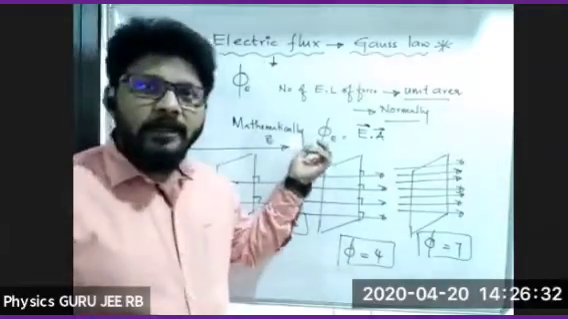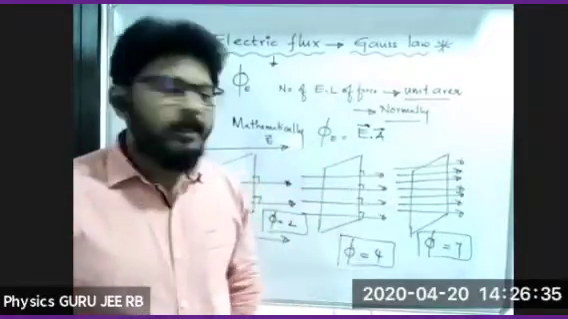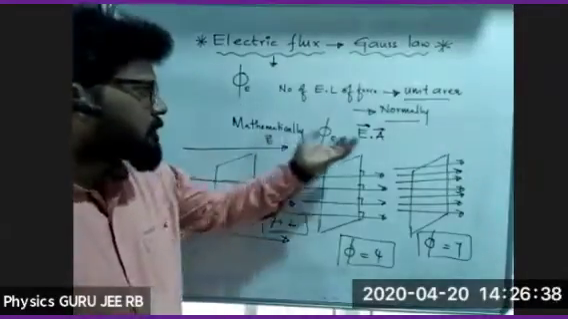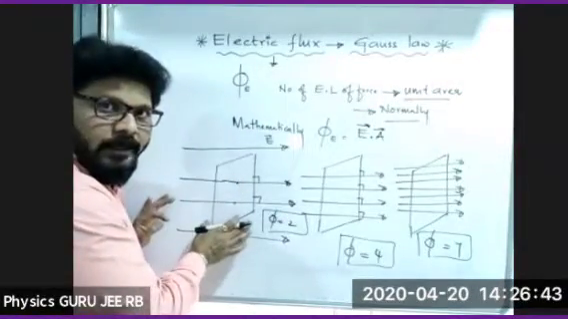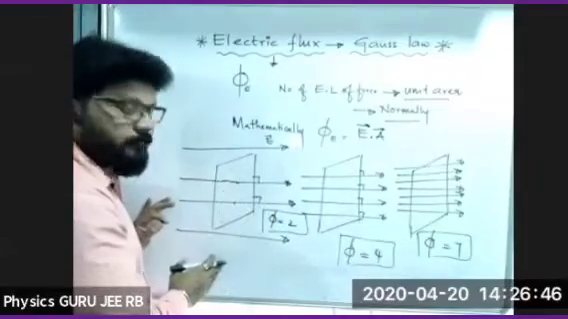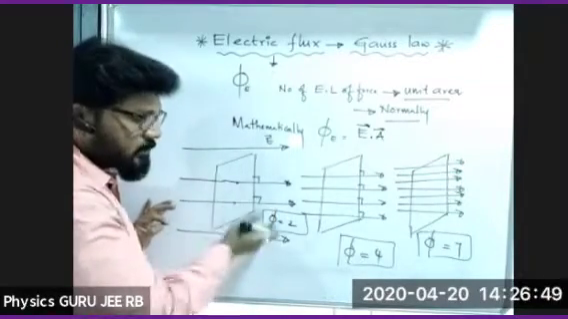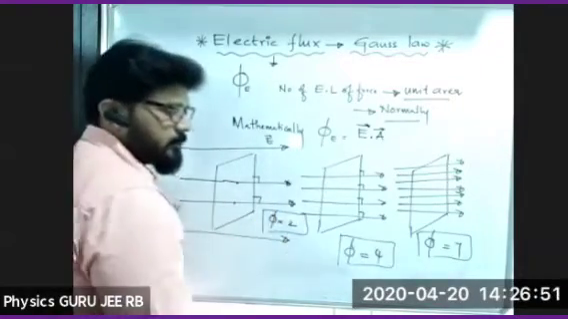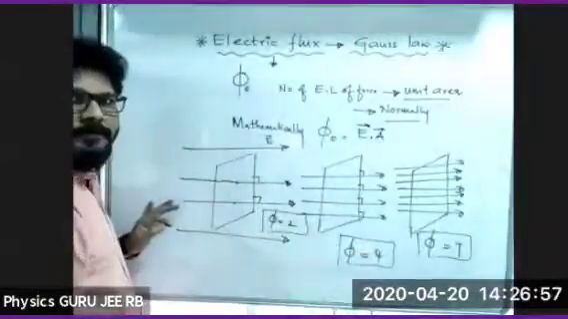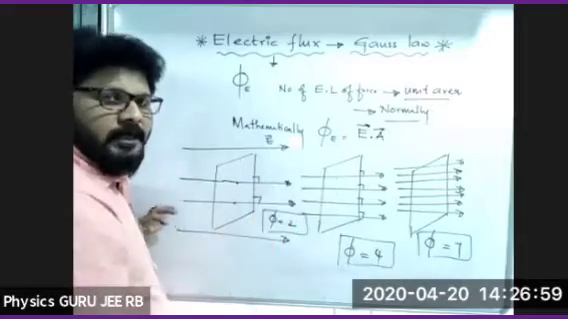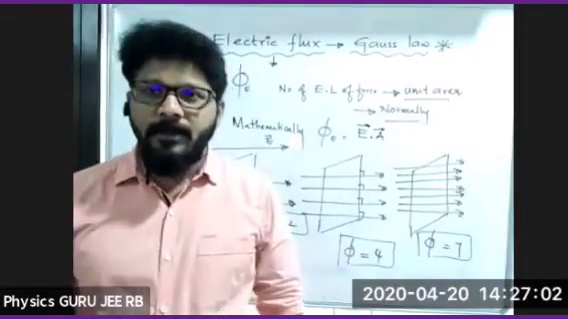How is it symbolically represented? Phi is equal to E dot A, or flux is equal to E dot A. If I take this area, two electric lines are passing through this area. If I take here, 4 electric lines are passing. If I take here, 7 electric lines are passing. Right? It's giving a number. It is nothing but a scalar quantity. Got it now? What is electric flux?